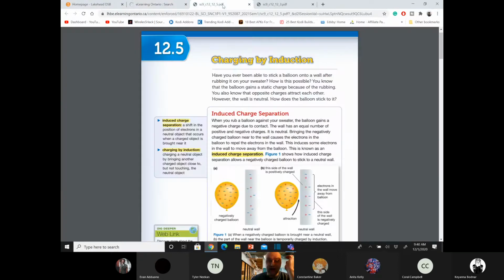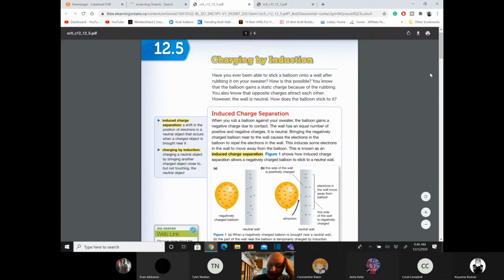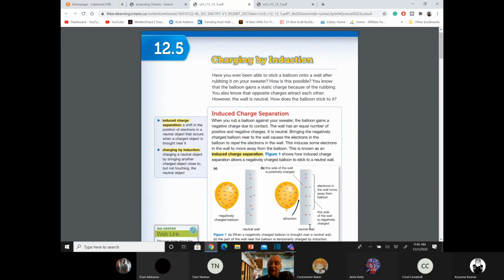Okay, we'll check out 12.5 here in the interim. Charging by induction. This one I like just because it talks about why a balloon will actually stick to a wall. Have you ever been able to stick a balloon onto a wall after rubbing it on your sweater? How is this possible? You know that the balloon gains a static charge because of the rubbing. You also know that opposite charges attract each other. However, the wall is neutral. How does the balloon stick to it?